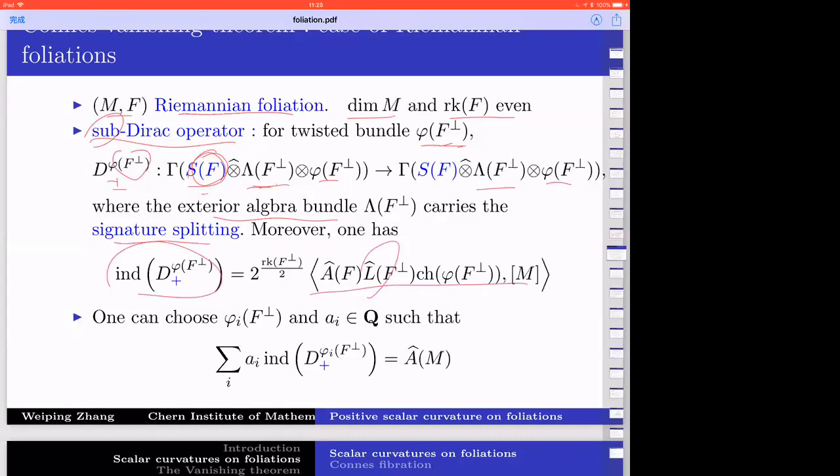The point here is that we can choose a series of these twisted bundles such that a linear combination of these indices, with rational coefficients over different sub-bundles, equals the A-hat genus. So in order to prove this equals zero, you need only prove that each index equals zero. So you reduce the question from the Dirac operator on the total manifold to the case of the sub-Dirac operator. And indeed, for this sub-Dirac operator, we have a Lichnerowicz theorem.